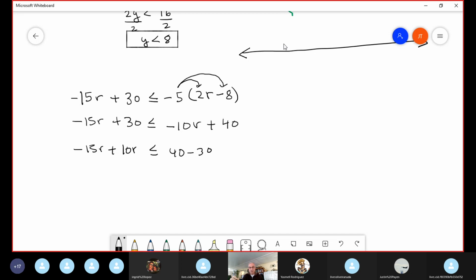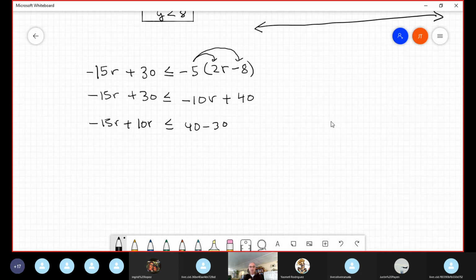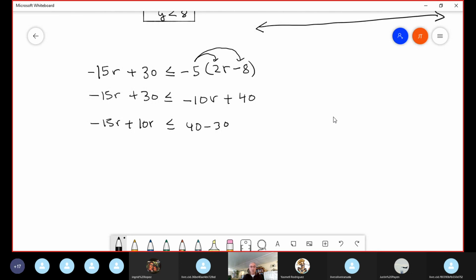This is, in my opinion, the most important moment, the manipulation in that direction. So we combine like terms one more time. Negative 15 and 10 is negative 5R. And here is positive 10. Now, crucial moment. You divide by negative 5.